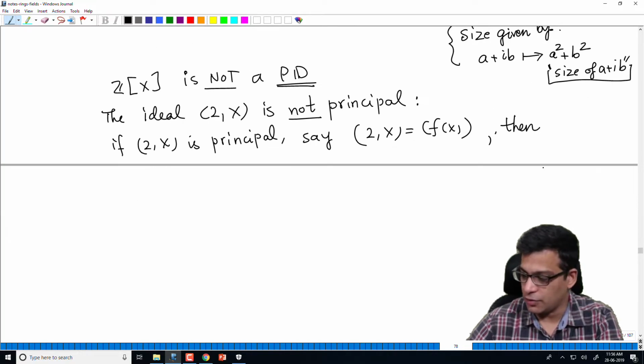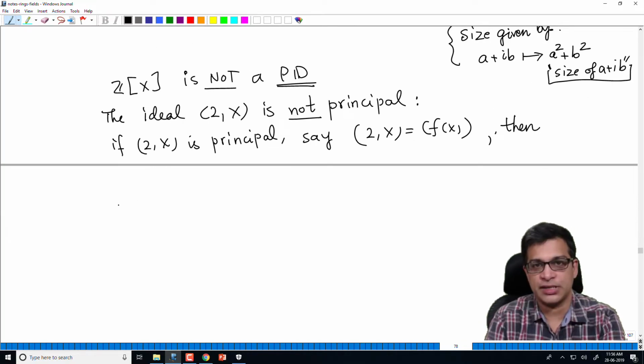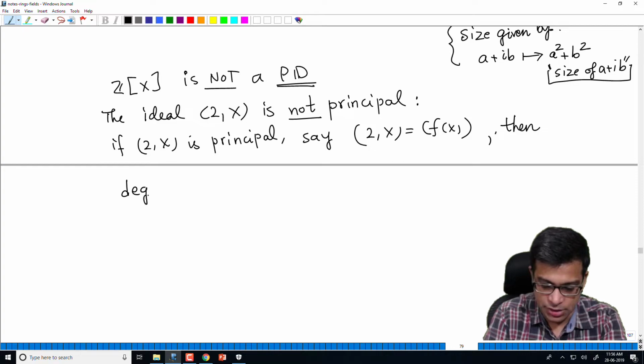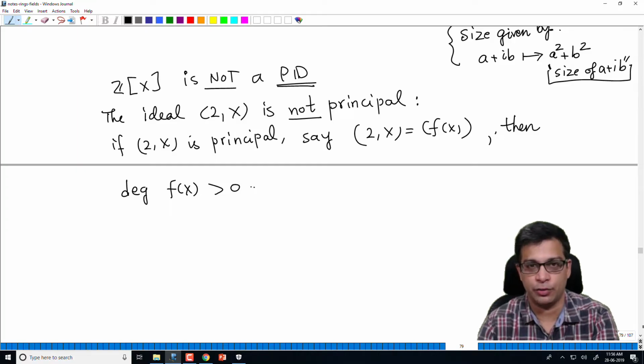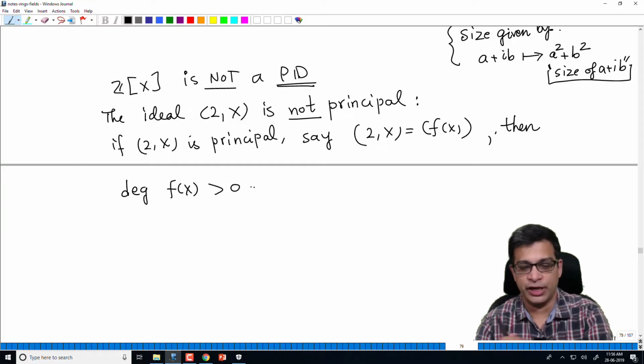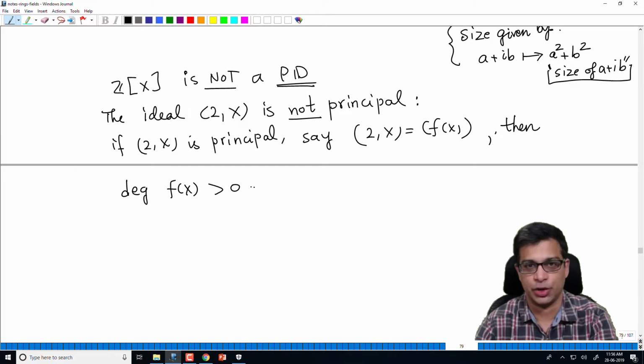Then first of all you argue that f must not be a constant polynomial. In other words, degree of f must be positive. Why? Because I will just say this and I will let you work out the details. If degree of f(x) is 0, that means f(x) is actually an integer. It's a constant polynomial, meaning it's an integer.